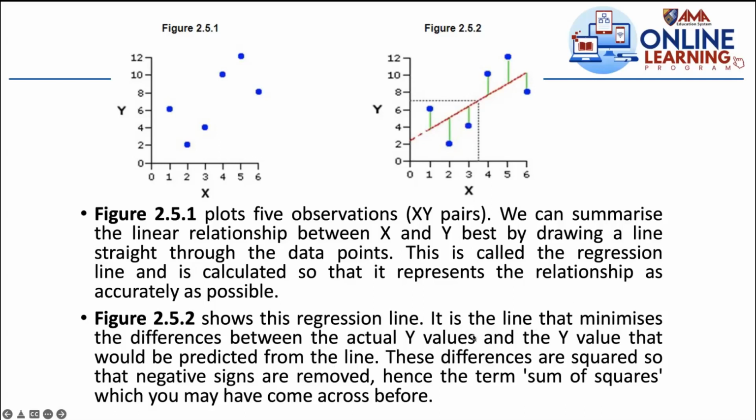It minimizes differences between the actual y values and the predicted y value. These differences are squared so that the negative signs are removed, hence the term sum of squares, which you may have come across before. This one only talks about the method, and again, we will not do it in detail. That's the assumption to get this line of best fit.